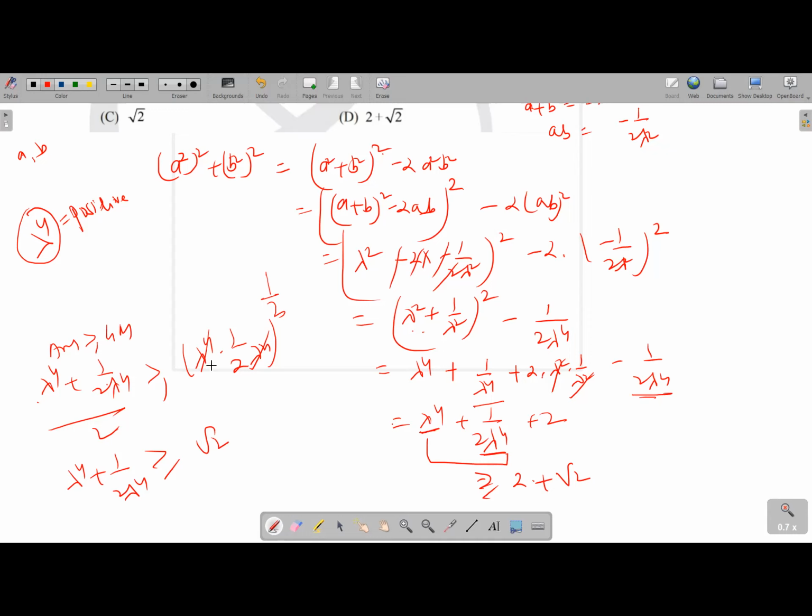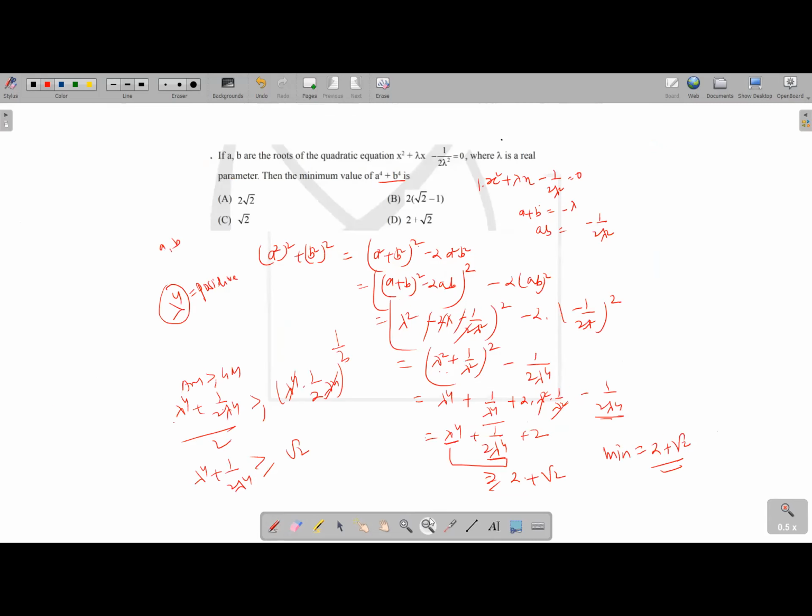Why to check that? Because when you apply AMGM, in GM both will cancel and only numerical value will be there. So now you have lambda 4 plus 1 by 2 lambda 4 greater than or equal to 2 will multiply and 2 upon root 2, that is root 2. And put this value here. So this is always greater than or equal to 2 plus root 2. So minimum value is 2 plus root 2. Understood?